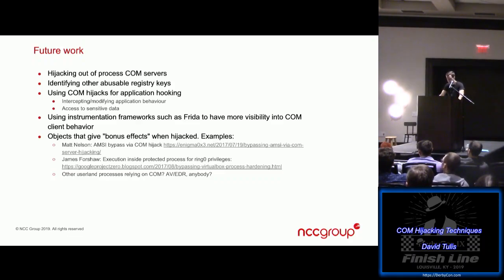James Forshaw was also able to demonstrate a COM hijack, which was part of a larger attack chain, but he was able to execute code inside of Ring 0, inside of a VirtualBox kernel driver, which a COM hijack assisted with. So I'm sure there are other keys out there that, when hijacked, could maybe prevent some type of EDR solution from accessing a DLL it needs. There's a lot of stuff here that I didn't really have time to look at.